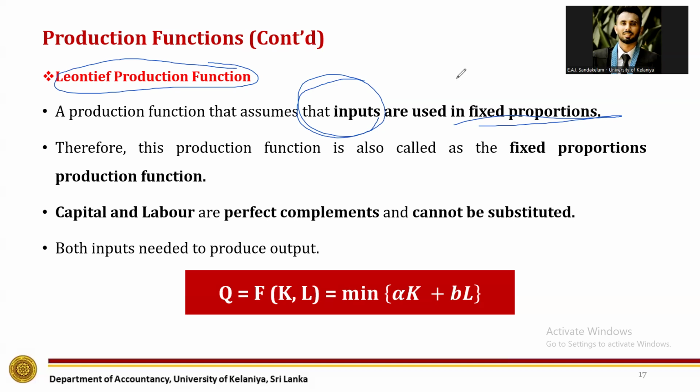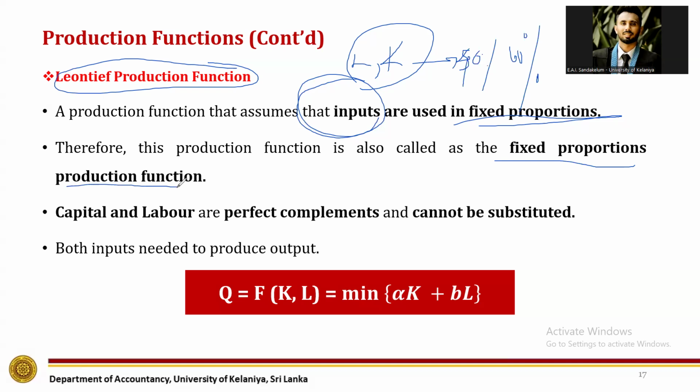For the Leontief function, they focus on both inputs, labor and capital, but both are taken and, unlike before, they cannot replace each other. If they take labor at 40%, they take 60% as capital. They have fixed proportions here. So the Leontief function has another name: the fixed proportion production function. The proportions are fixed, so you cannot change them.